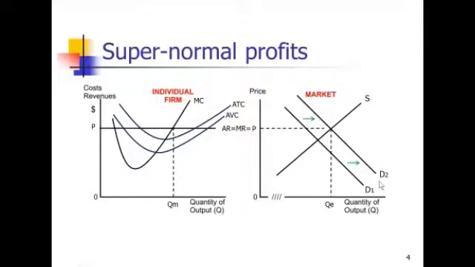What if there's a change in market conditions, for example, an increase in demand? Well, an increase in demand, as we can see in our marketplace, is going to result in a higher price. The individual firm, being a price taker, takes that price. So the implication for total revenue now is that total revenue will rise to OPMQM.